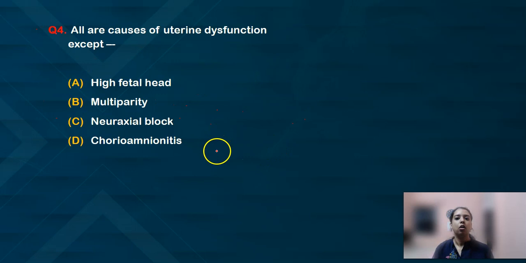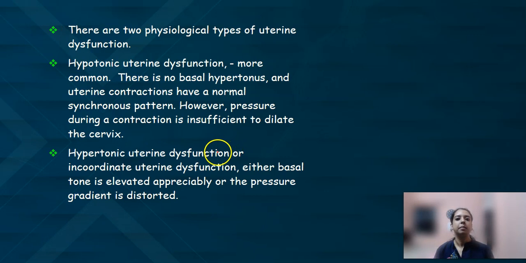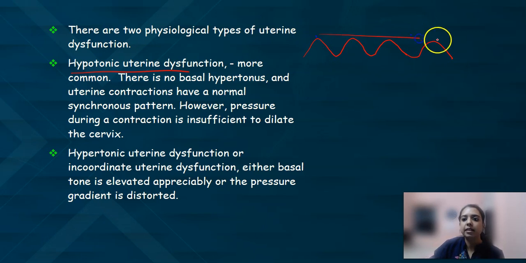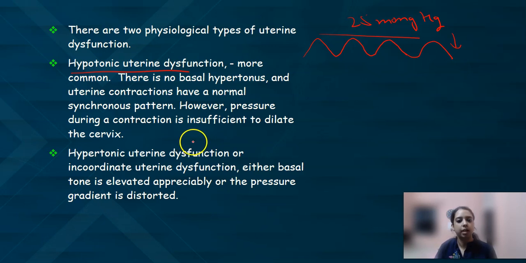Okay. Next, all are the causes of uterine dysfunction except. So, is it high fetal head, multiparity, neuraxial block or chorioamnionitis? Let's see. So, uterine dysfunction basically is a cause of dystocia or abnormal labor. Now, uterine dysfunction can be of two types. Hypotonic is a more common one in which basically there is a regular wave pattern of uterine contractions with fundal dominance. So, they are good, but the intensity is very low. Intensity has to be more than 25 millimeter of Mercury for cervical dilatation. So intensity is low. That is why dilatation does not happen, dystocia happens.